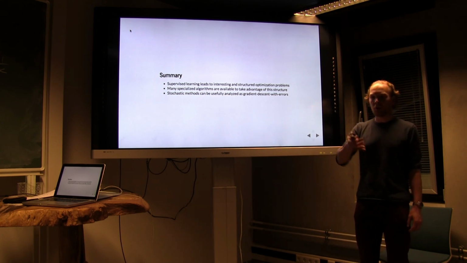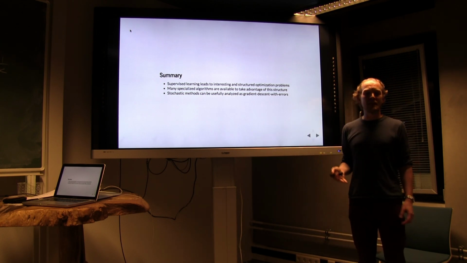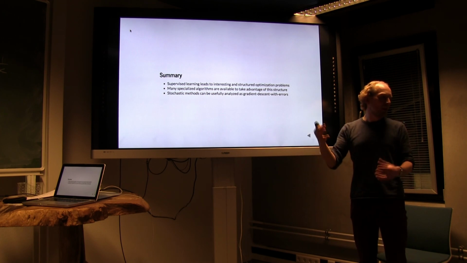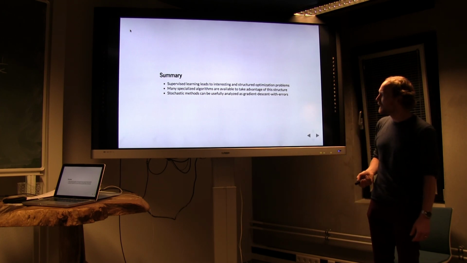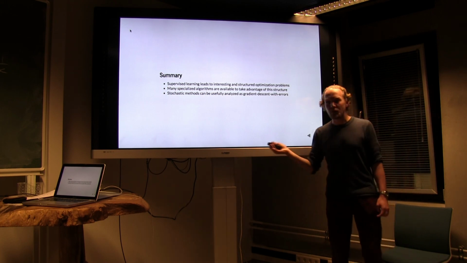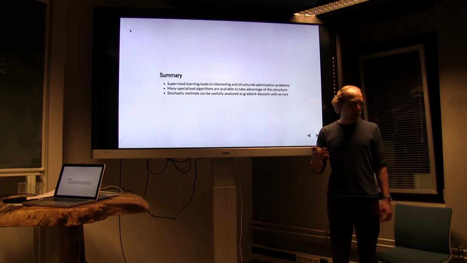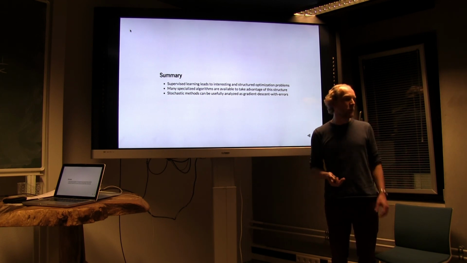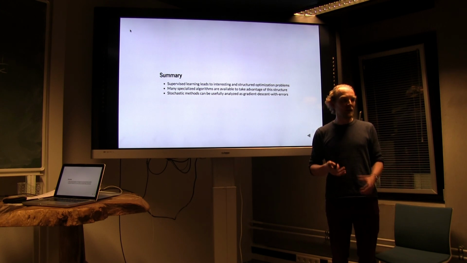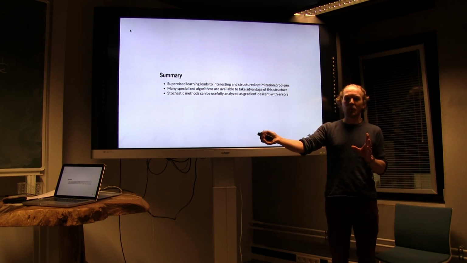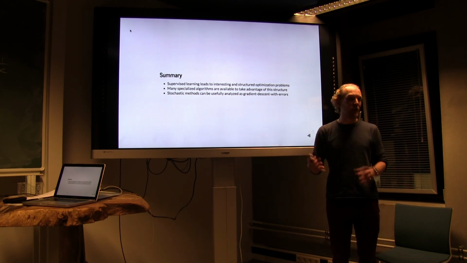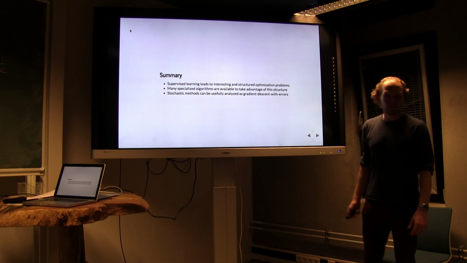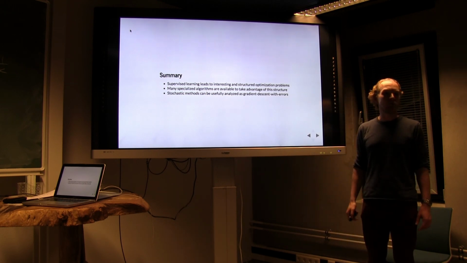So there was the sum, and there was the loss term, and there was the regularization term. We can kind of take into account the structure of all of these things. There are many specialized algorithms available to take advantage of all this structure. So in particular, stochastic optimization was built to take into account the sum structure of the optimization problem. Right? I had a sum of many terms, so I can just say, well, I'm going to approximate the sum by a sample average. And there are other tricks that you can do to take into account the structure.